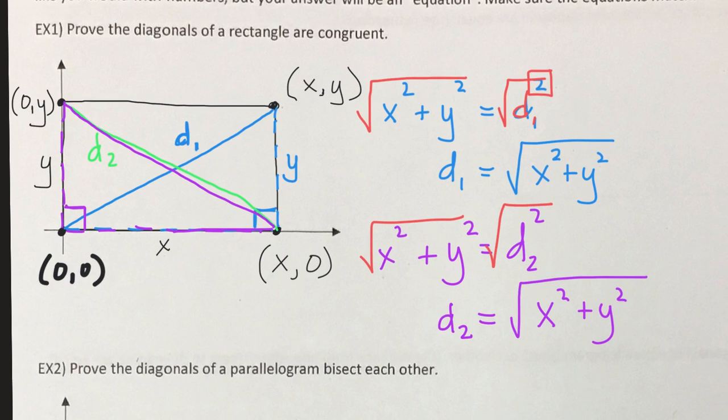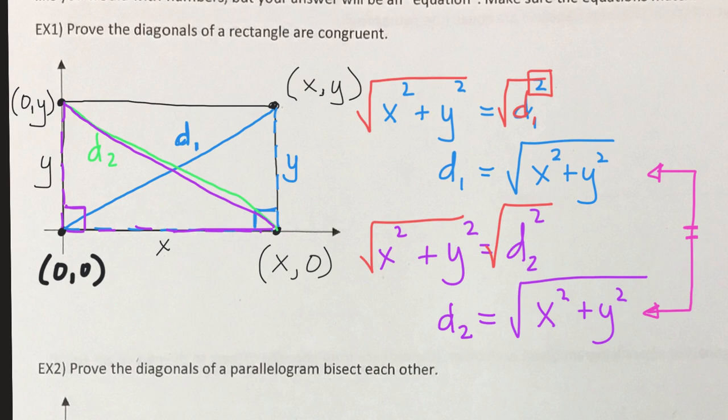So now we're going to take a look-see at what we have just done. Do these equations look exactly the same? Yes. So no matter which x and y coordinates you pick, no matter what lengths of your rectangle you pick, if you find the diagonals, they are going to come out to be the exact same. Okay? If your equations are equal, that means your lengths are equal for whatever numbers you pick.